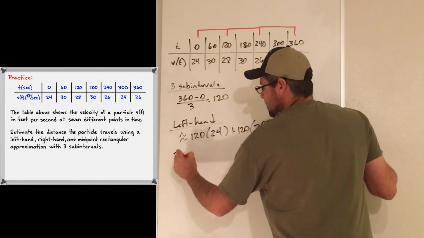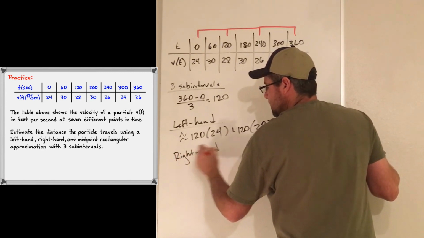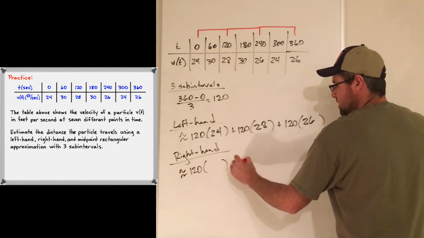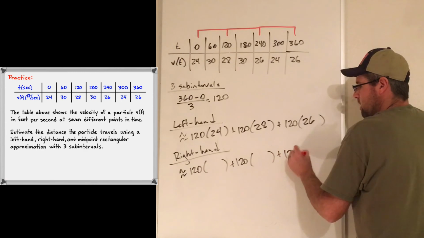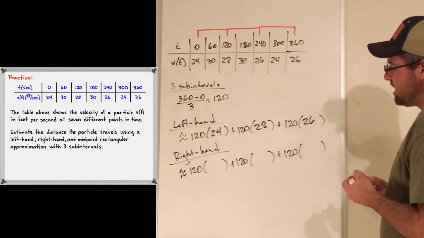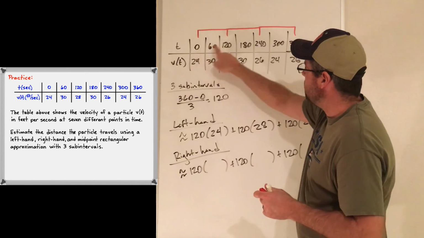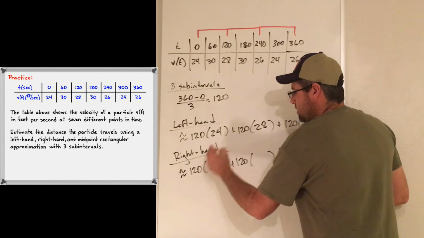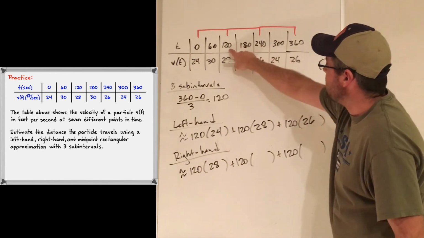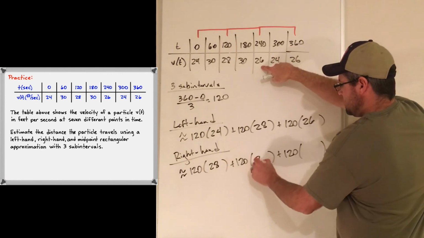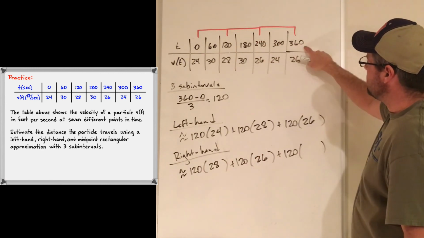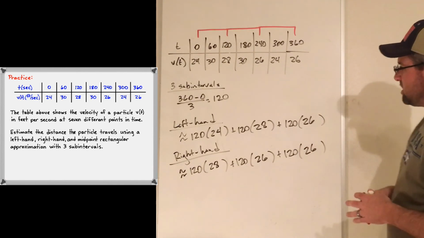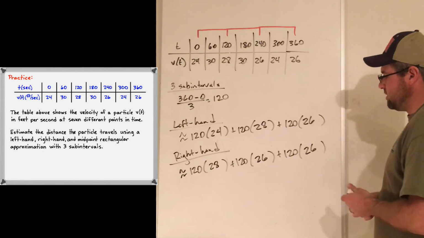For right hand, each subinterval is the same, so it's 120 times something, plus 120 times something, plus 120 times something. But in this case, we're using the right hand. So from 0 to 120, the right hand is the 120, so that height is 28. From 120 to 240, the right hand value is 240, so we're going to use the 26. And then from 240 to 360, the right hand is the 360, so we're going to use the 26 there. And so you can see that even though the widths are the same, the heights are all different.